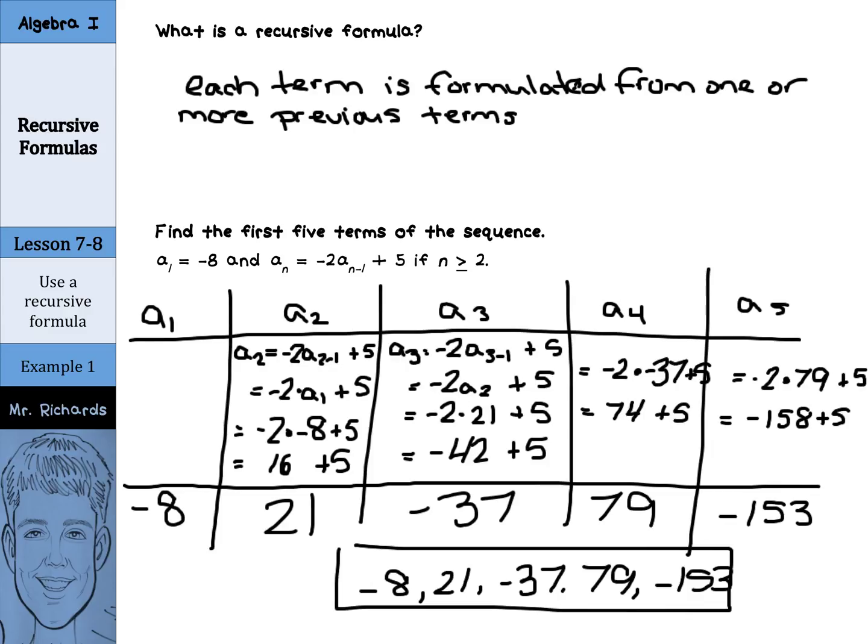And if we look back at our definition of recursive formula, each term is formulated from one or more previous terms. To calculate our second term, we had to look back at the first in order to calculate or formulate it. And the same thing with the third. To find the third term, we had to look back to the second. Fourth term, back to the third. Fifth term, back to the fourth. And this is what recursive formulas are all about.